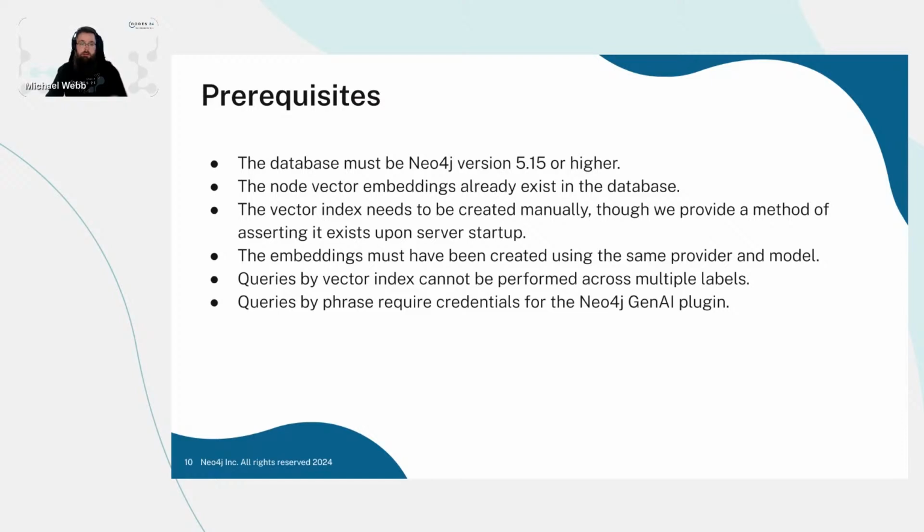Vector indexes cannot be performed across multiple labels. So if you have movies and actors, for example, you can't search across vectors that are on movies and actors. It'd have to be just movies or actors. And then queries by phrase require the credentials, so we can actually connect to your API for the LLM provider.